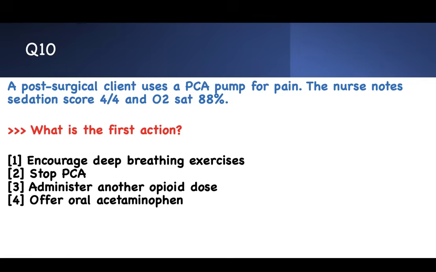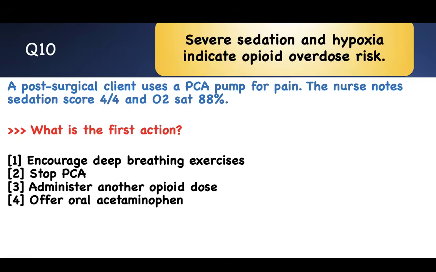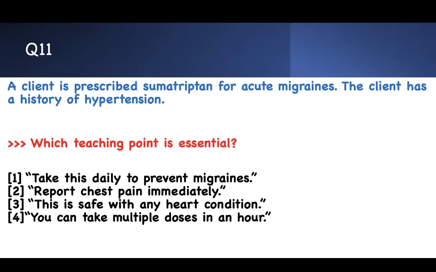This is the right answer, and this is the way to approach first and best patient questions. This is the best approach for first and best questions. So severe sedation and hypoxia indicate opioid overdose in this patient. So stop the poison.